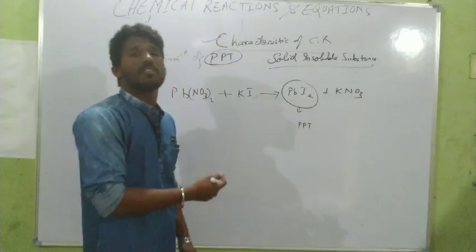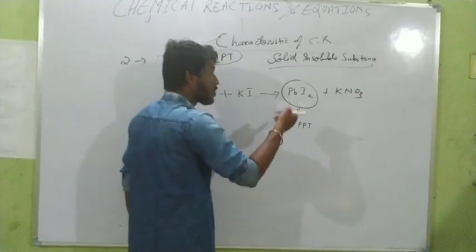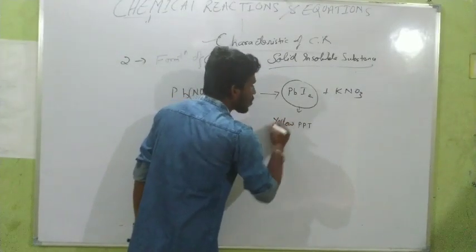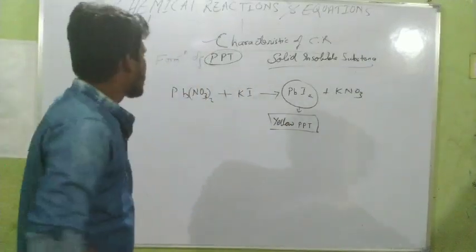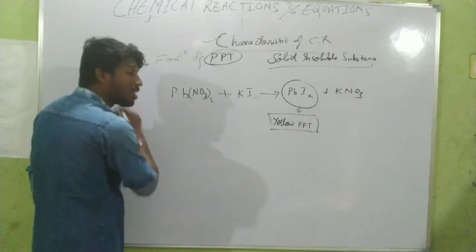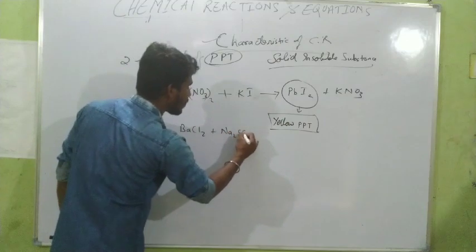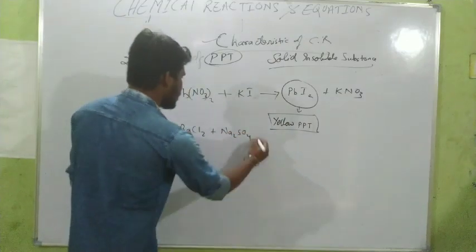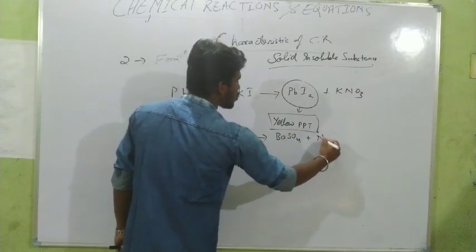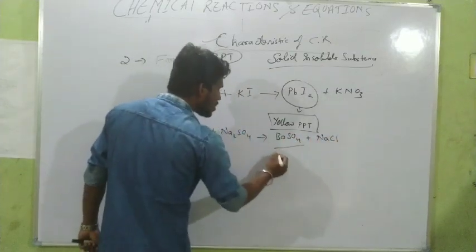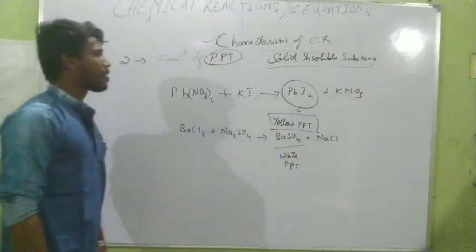It does not dissolve in the solution. Okay, you can easily observe it because it is yellow in color. So we write it as a yellow precipitate. Clear? Okay, one more example I can give. Barium chloride plus sodium sulfate gives you barium sulfate plus sodium chloride. So this is also a precipitate which is white in color. So I write down here white precipitate.